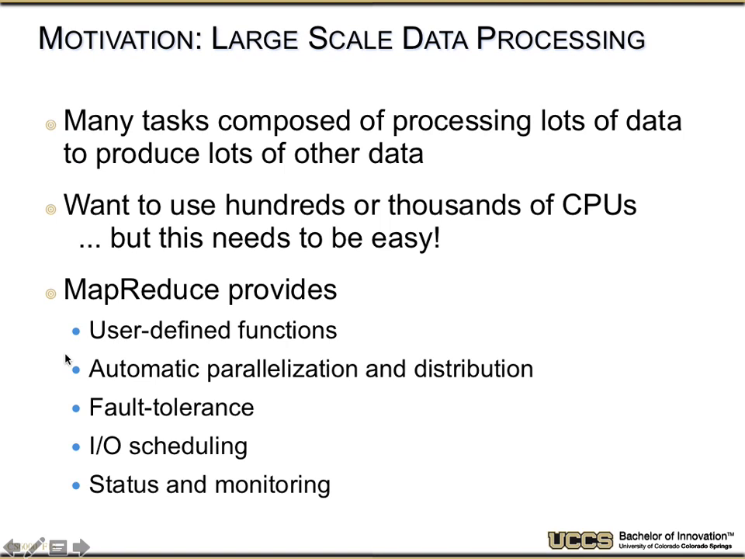So if I have a lot of tasks composed of processing lots of data that produce lots of other data, but in a very structured way, I keep applying the same kind of thing to the same kind of data and sort of put it together, it becomes very easy to use hundreds or even thousands of CPUs. But it has to be that I can structure the code to do that pretty easily, or I'm not going to bother with it. So MapReduce provides some very basic functions for the core structure, and then you can define user-defined functions that will go into the example, and we'll go through an example in a second.